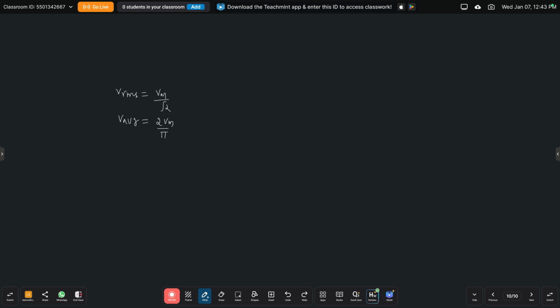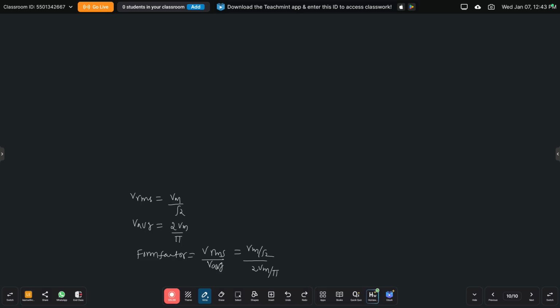Now the form factor of the sinusoidal waveform, if you want to find the form factor, is defined as the ratio of the RMS value of the voltage by the average value of the voltage. So now substitute here Vm by root 2 by 2 Vm by pi, which is equal to 1.11.